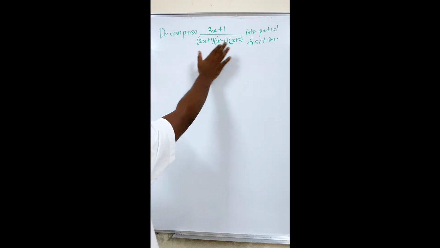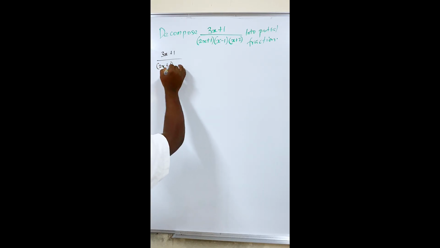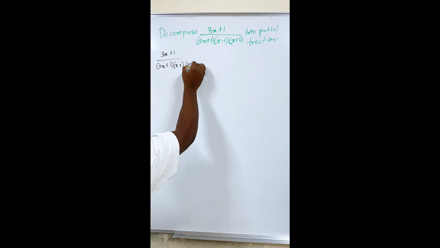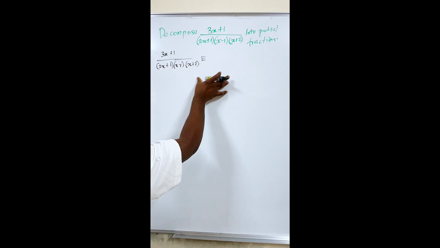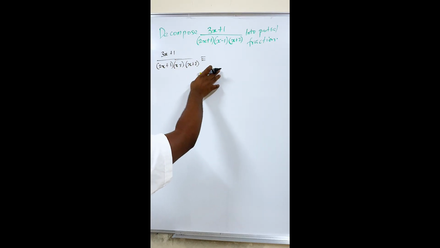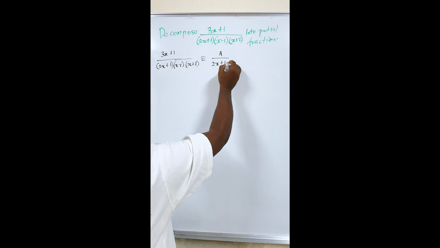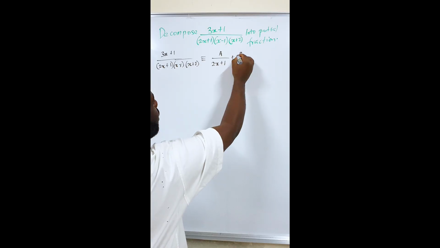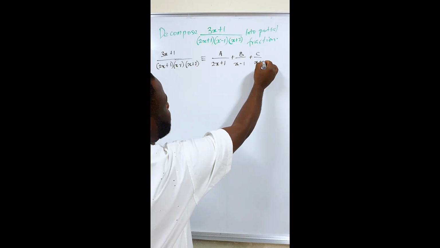Okay, we have to decompose this into partial fractions. So the first thing you need to do is to state that (3x + 1) over (2x + 1)(x - 1)(x + 2) must be equivalent to, since we are breaking them into partials, we have 3 terms on the denominator that are not repeated. So we are just going to have A over (2x + 1) plus B over (x - 1), then plus C over (x + 2).